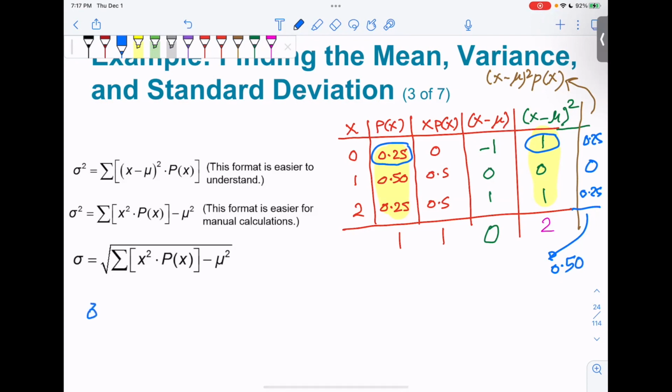So now sigma squared will equal 0.5, which is this. Clear? So let's use this formula now. Let's use the second one. Do we have mu? Yes, which is equal to 1, right? Do we have probability of x? Yes. Do we have x squared? No. So we have to find x squared.